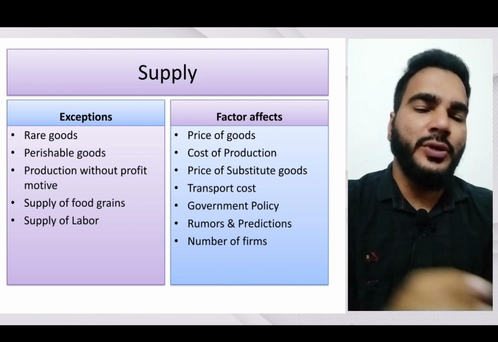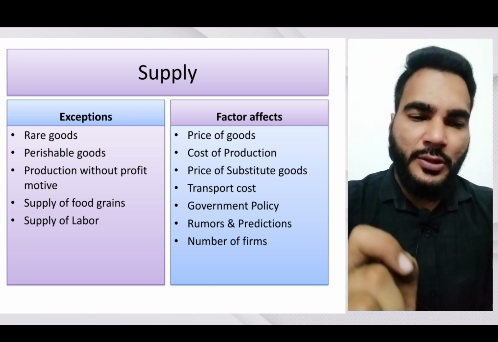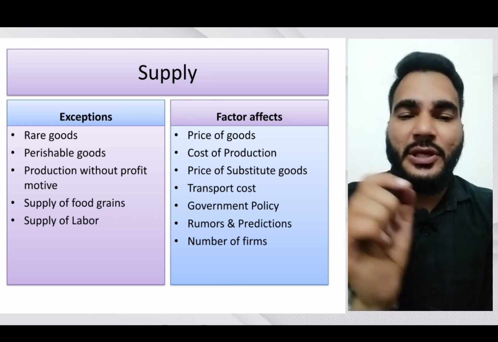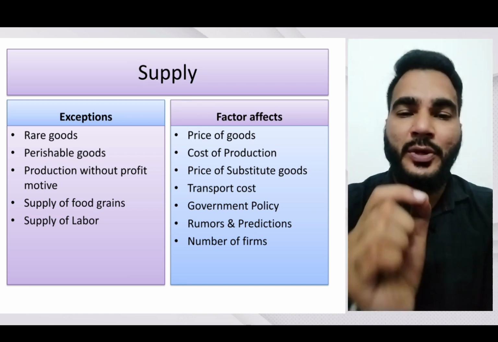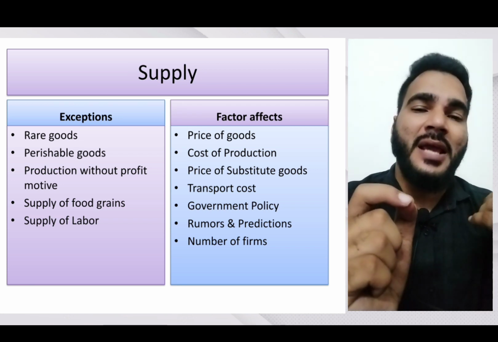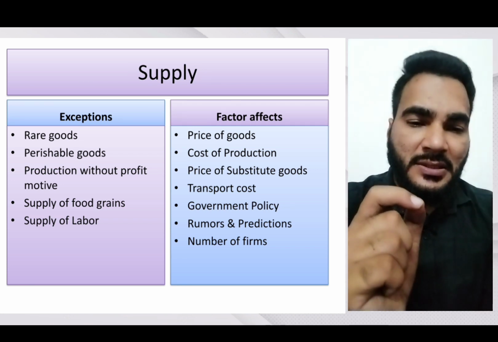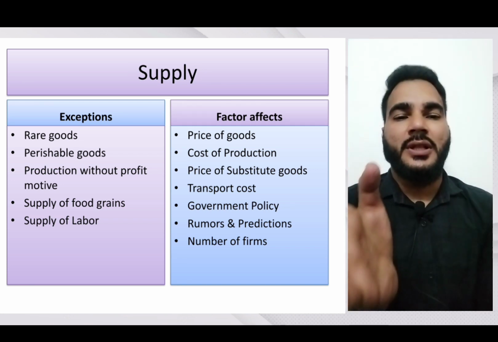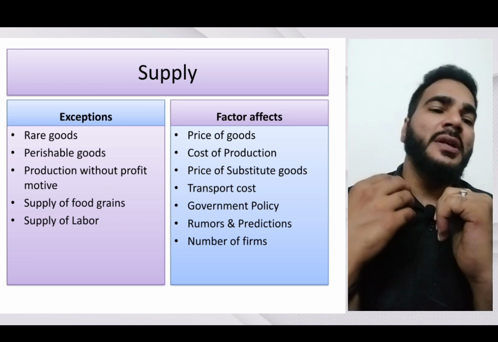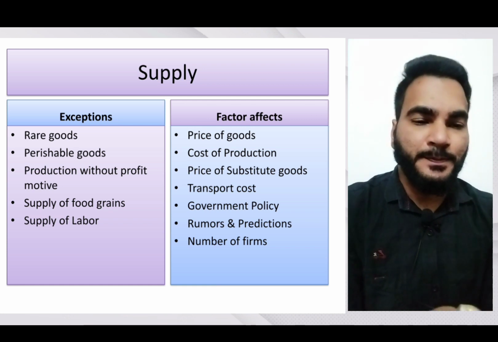What are perishable goods? Perishable goods are those goods which expire within some period of time. You will not be able to wait until the price increases to start selling. No, you need to sell that product, because after some time the goods will become defective or expire.